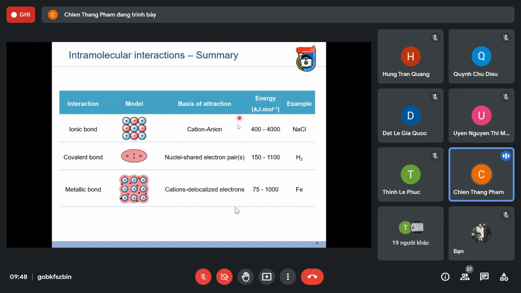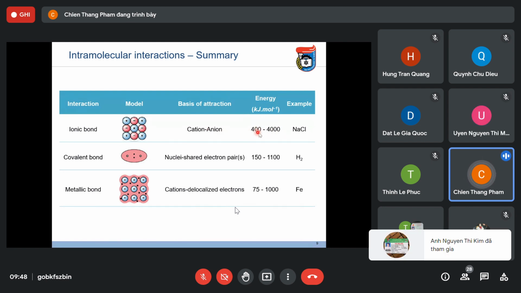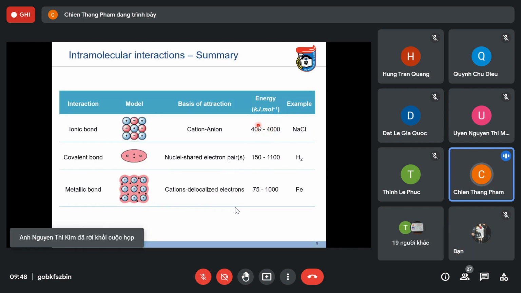The energy of the ionic bond is about 400 to 4,000 kilojoules per mole. This is very high energy, and it can explain why ionic compounds are normally solid at room temperature under normal conditions. Also, they have high melting and boiling points. Some ionic compounds can dissolve in water, and when dissolved in water or in the molten form, they can conduct electricity. These are some of the physical properties of ionic bonds, which depend on the structures of the bonds.